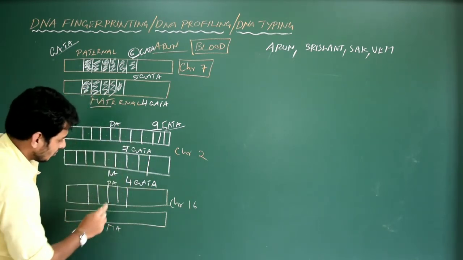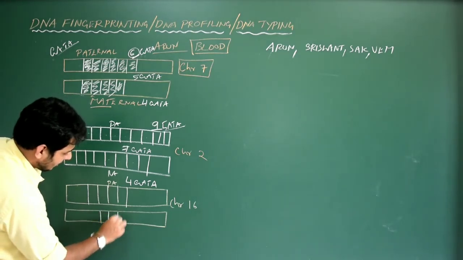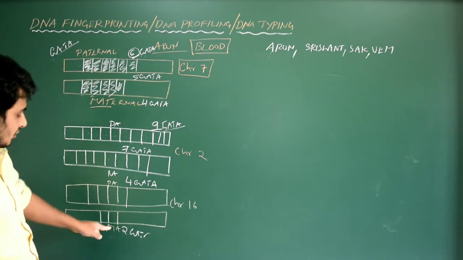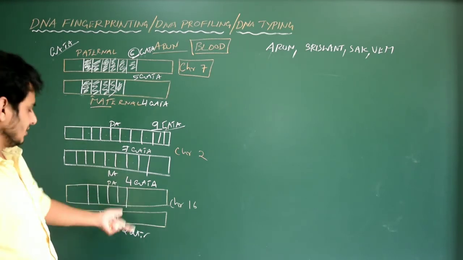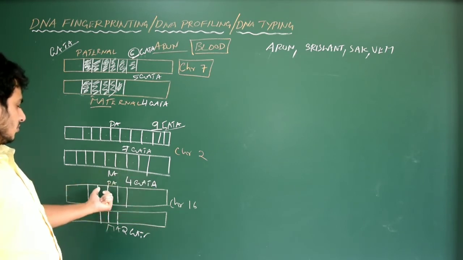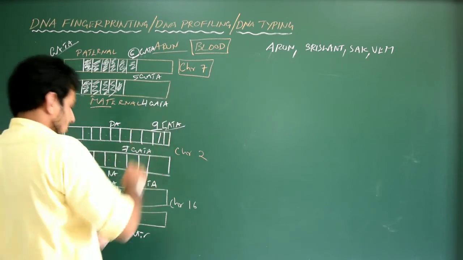And in this case, 4 is not there anywhere else. Okay, 4 GAT. And in this case, let me write 2 boxes. That is 2 GAT. In the chromosome number 16 given by the mother, that is the maternal chromosome, has 2 GAT sequences, repeats. That is chromosome number 16, the same. That is the paternal chromosome, which is having 4 GAT.